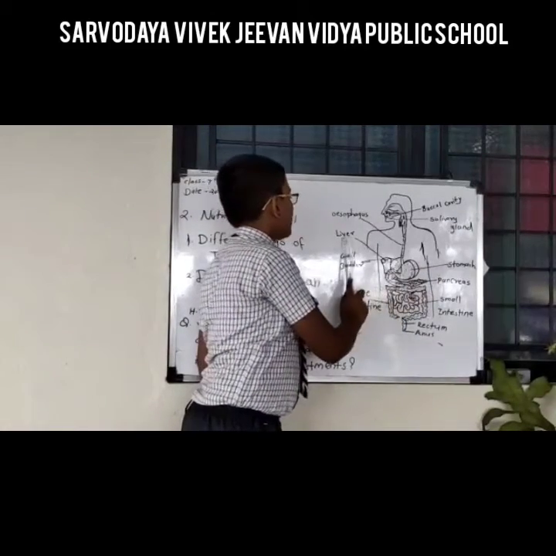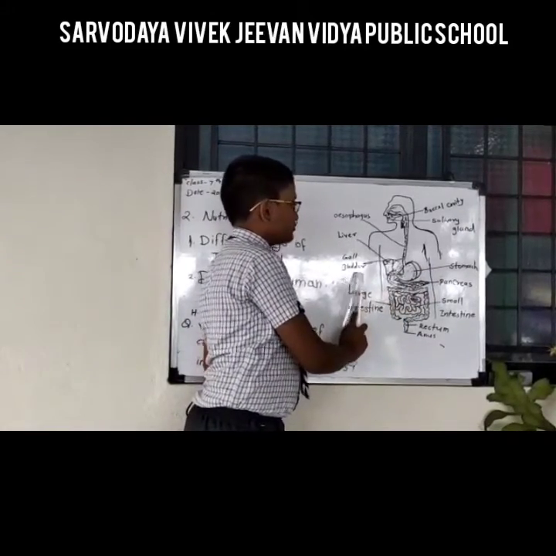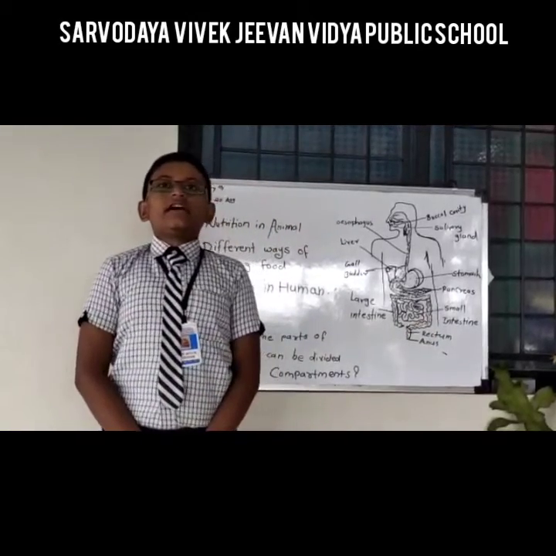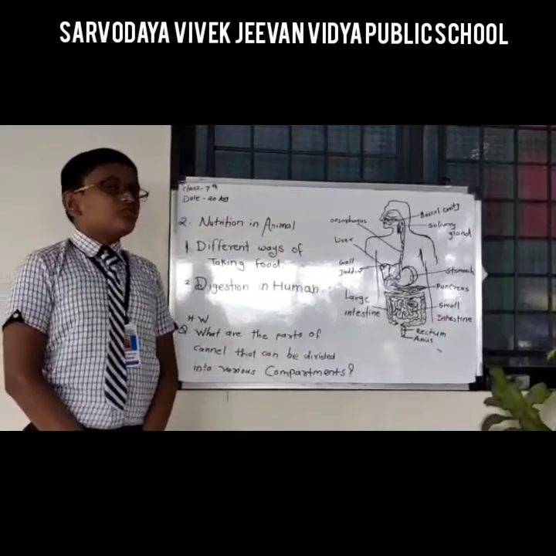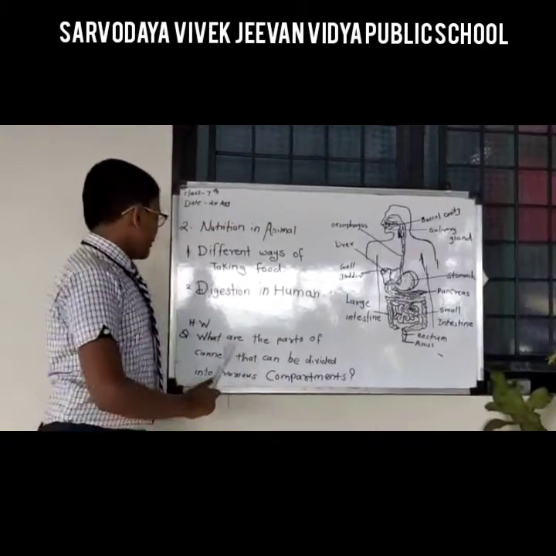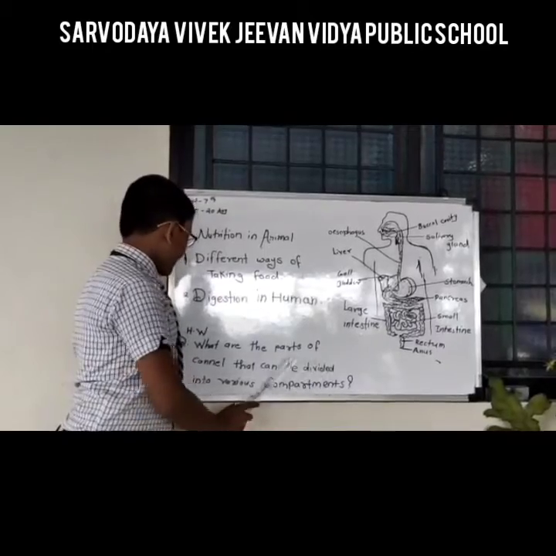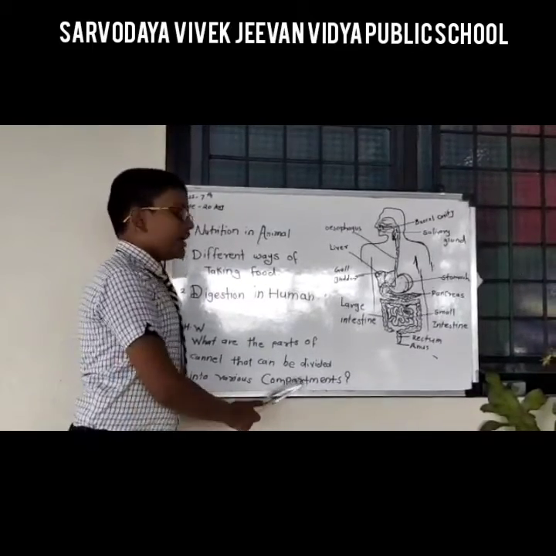Salivary gland, liver, gallbladder, pancreas. Correct. They are the associative glands. So students, today's homework is: what are the parts of the canal that can be divided into various compartments?